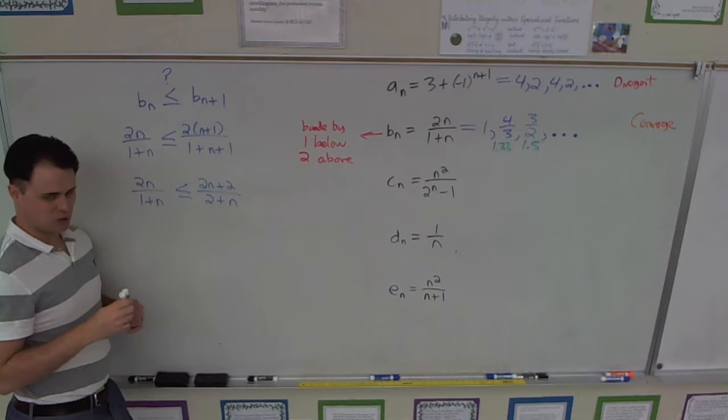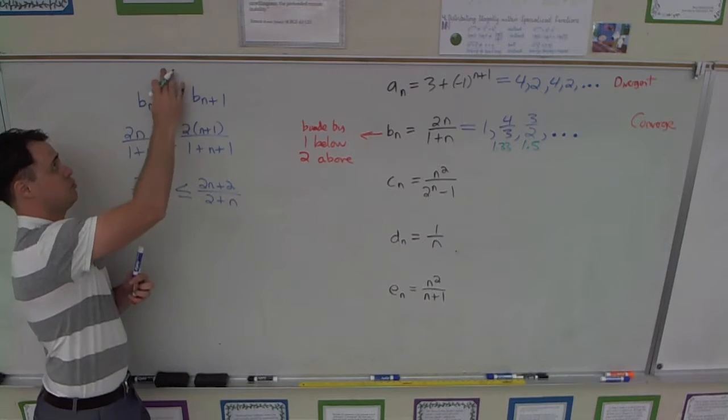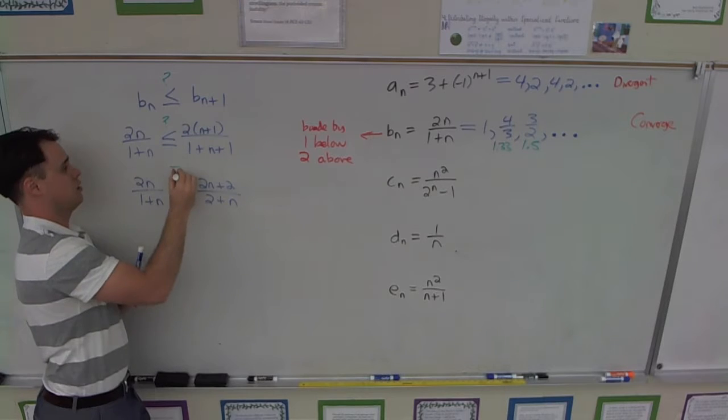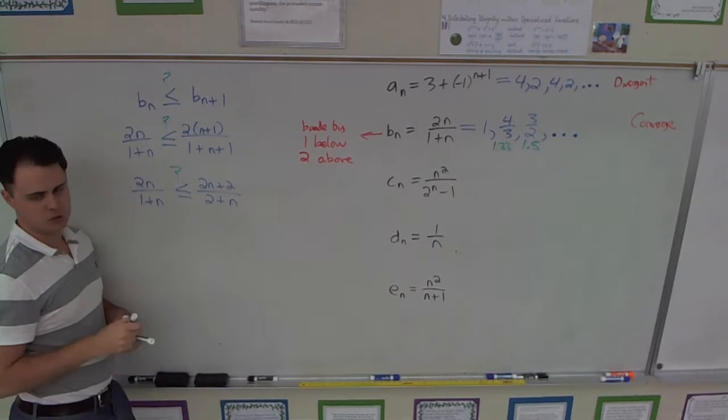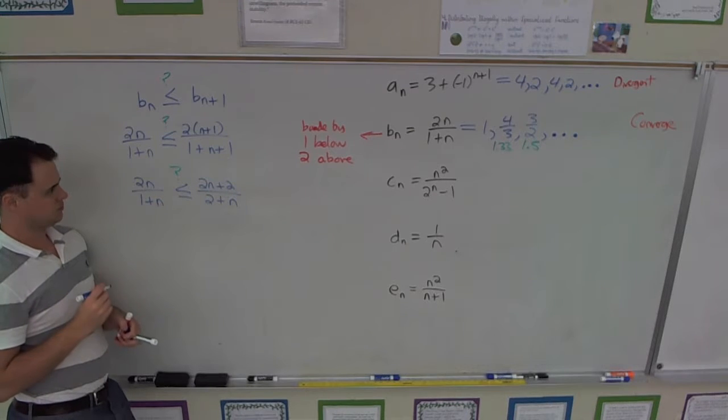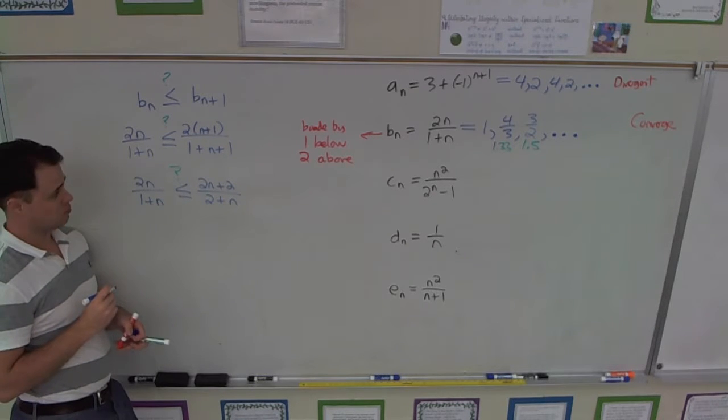Looks like it's true, but that's certainly not proof. I still don't know, so I'm going to put my question mark. I'm not sure yet, right? What could I do to try to manipulate this into something that's obviously true? Solve for n. Try to solve for n? How?